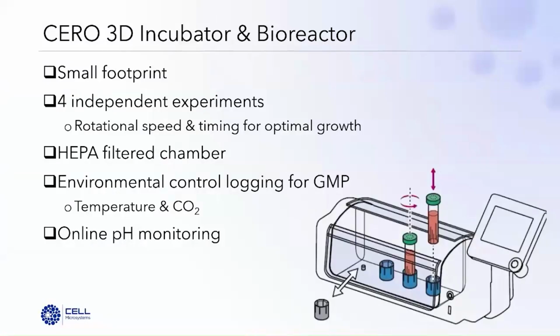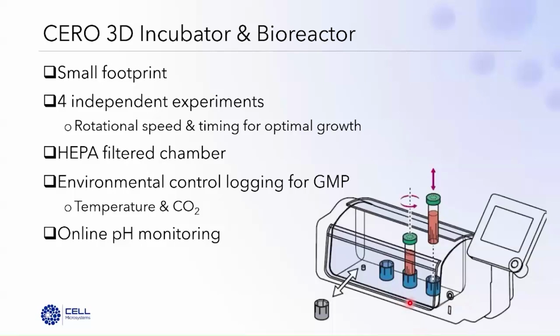Within one instrument, there are 4 independent tubes that can be cultured. This allows you to optimize and to set different rotational parameters and timing of those parameters for the optimal growth of your organoids. So essentially, you can run 4 independent experiments concurrently.